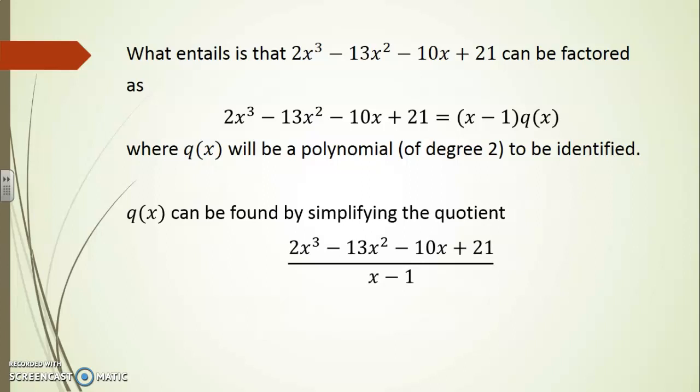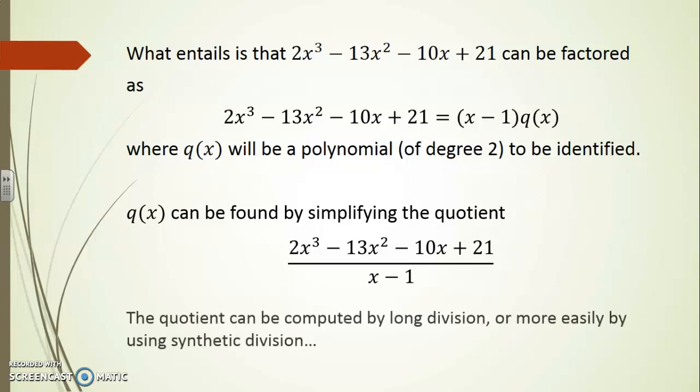Q of x can be found by simplifying the quotient, 2x cubed minus 13x squared minus 10x plus 21 over x minus 1, in other words, by performing long division, or by using a process called synthetic division, which is a bit of an accelerated way of doing long division. I'm going to show you quickly how we can perform synthetic division.